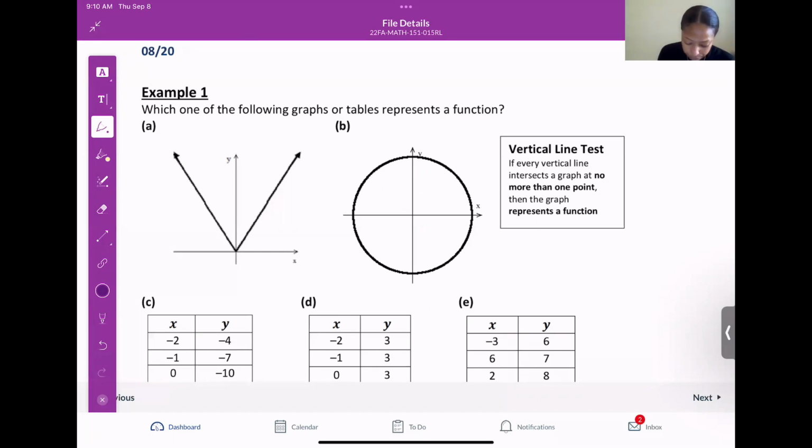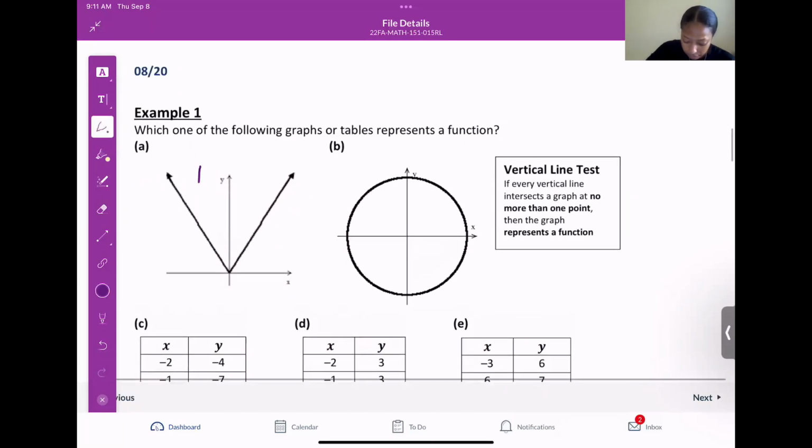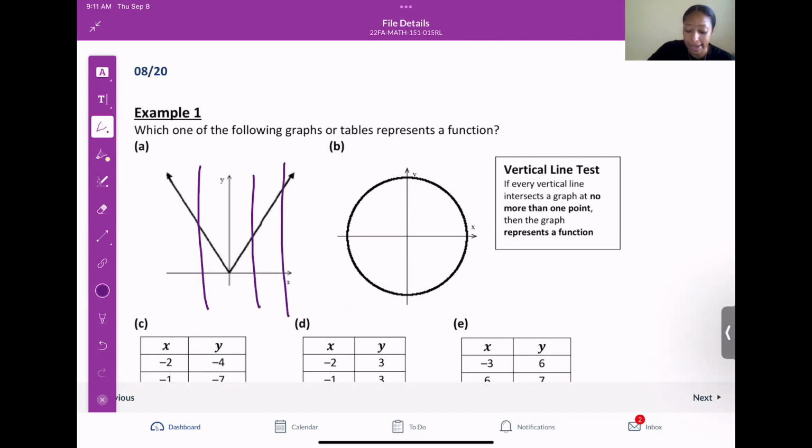So for example, with graph A, that's an absolute value function. If we draw a vertical line through here, any vertical line, boom, there's one, there's one, there's one. These vertical lines only touch the graph one time. That means that this is a function by the vertical line test.